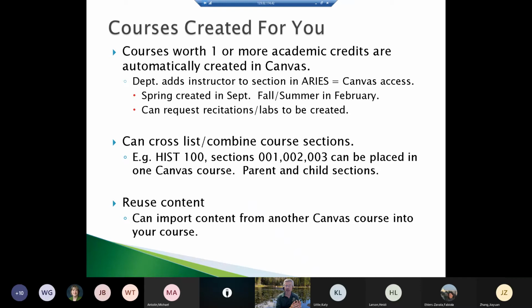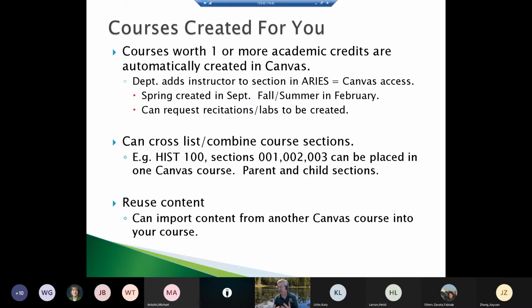Just some basics. Courses in Canvas, academic courses, are automatically created if they are worth 1 credit or more. In February, we created all of the fall and summer 2021 courses. In about 3 or 4 weeks, towards the end of September, we will create the spring 2022 classes. So they're usually created 3 to 4 months ahead of time, which usually gives most instructors plenty of time to get ready for the next semester and be able to get in and start using the Canvas course.